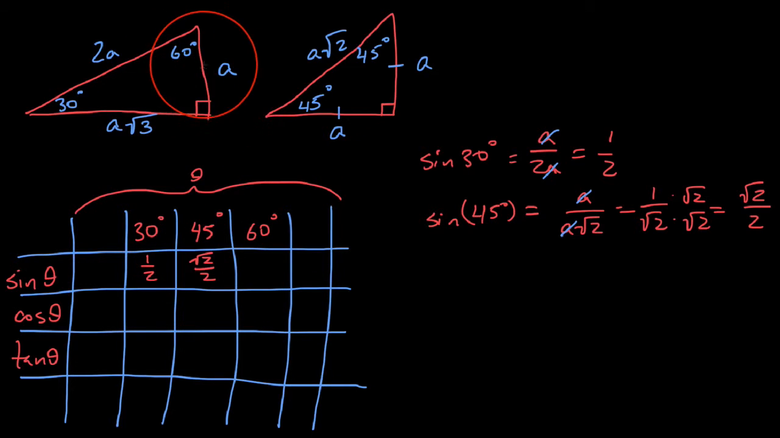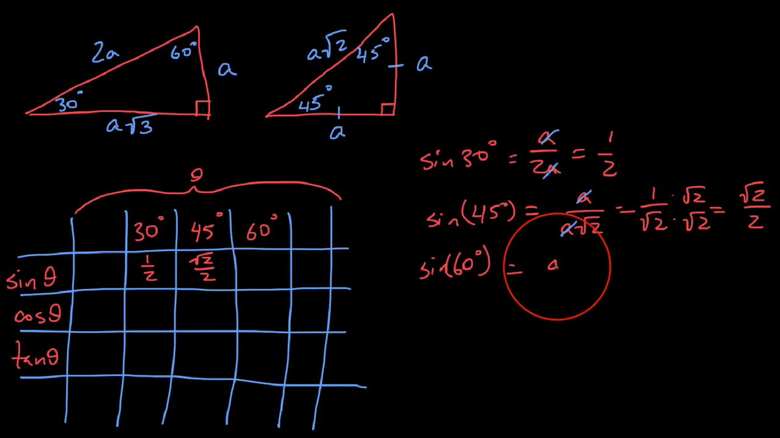Now sine of 60, we have to go back to the triangle up here, but this would be opposite over the hypotenuse. So sine of 60 would be equal to A root 3, which was opposite our 60-degree angle up here, over 2A. Our A's again cancel out and we're left with root 3 over 2.